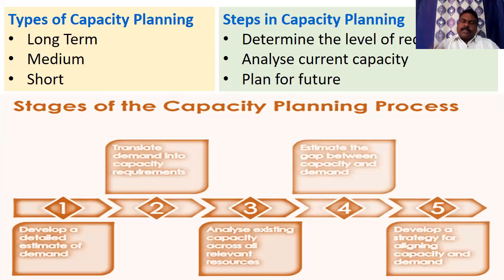The first is to develop a detailed estimate of demand. Demand comes from the marketing department. Then translate demand into the capacity requirement. So we have to see what the capacity is now. We got an order of 10 tons, so how many days do we need? Then analyze existing capacity across the relevant resources: what all we have, the amounts we have, the people we have, the machines we have.